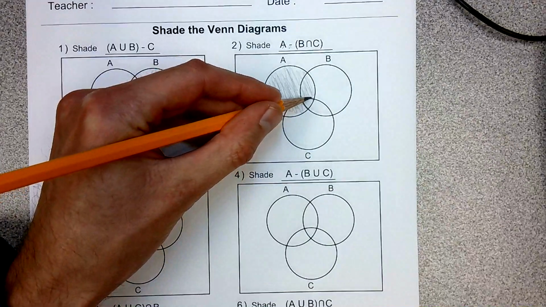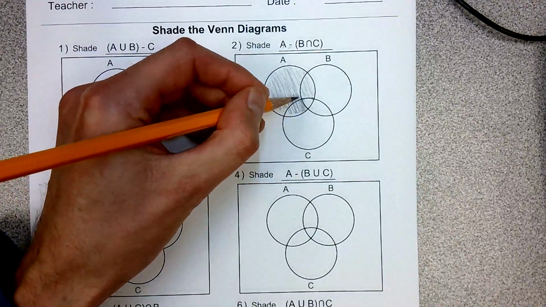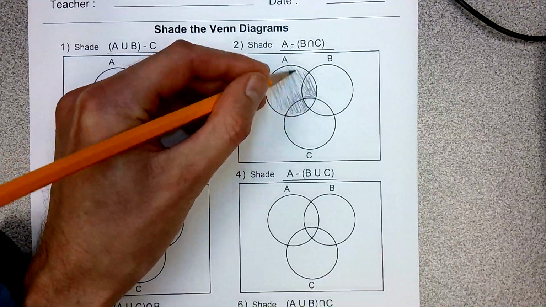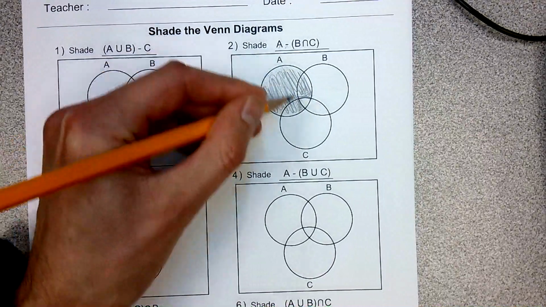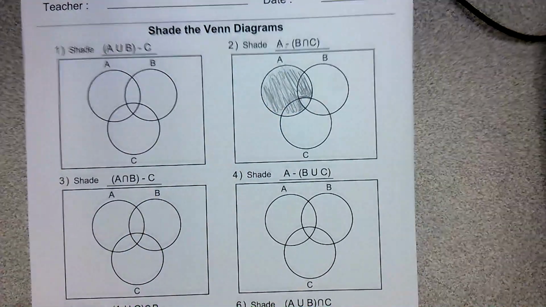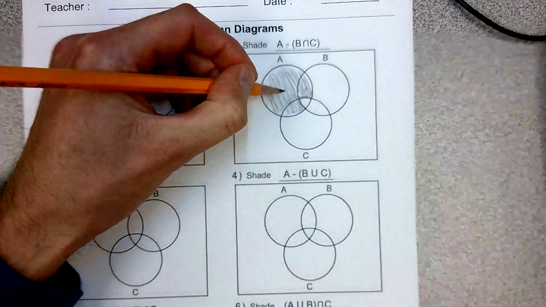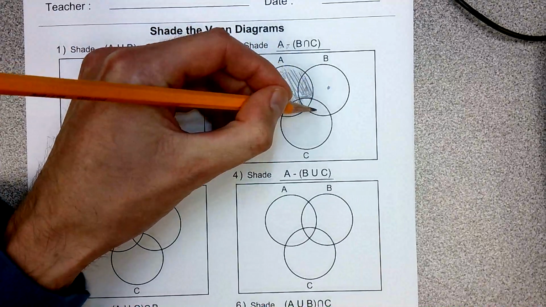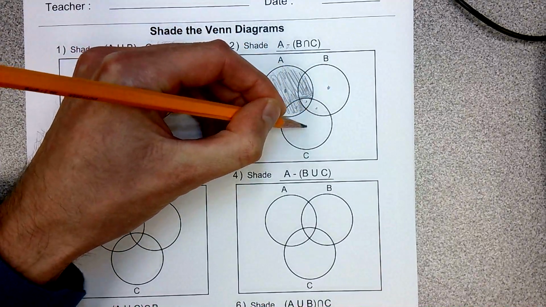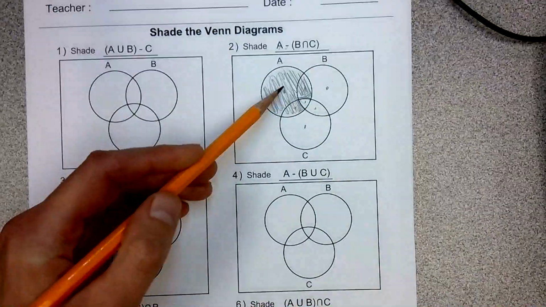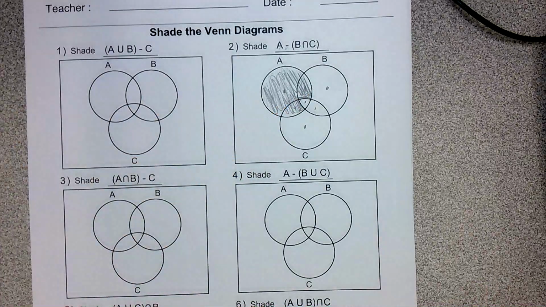So it ended up being all this in here, but not that little wedge. And that's what you see in the answer key as well. Another way you could have done it is you could have drawn a dot in all the different areas. So there's 1, 2, 3, 4, 5, 6, 7 spots.